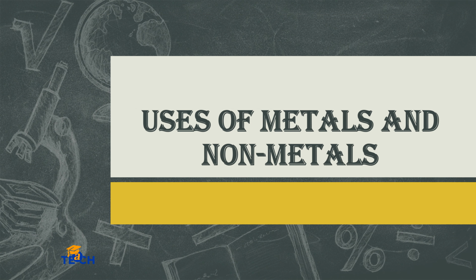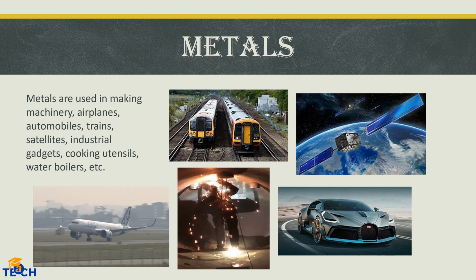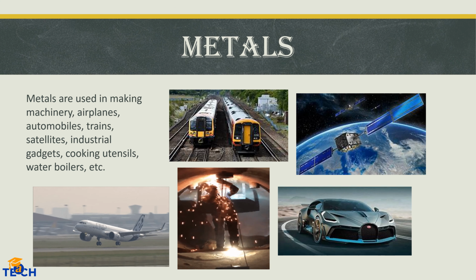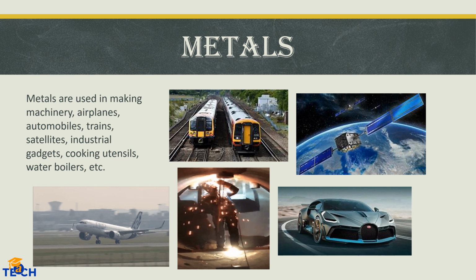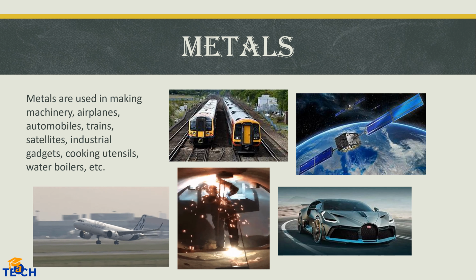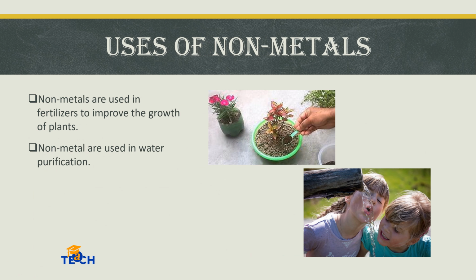Uses of metals and nonmetals. Metals are used in making machinery, airplanes, automobiles, trains, satellites, industrial gadgets, cooking utensils, water boilers, etc. Nonmetals are used in fertilizers to improve the growth of plants. Nonmetals are used in water purification.